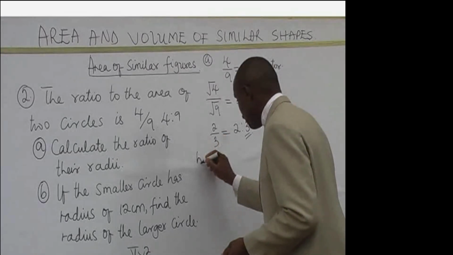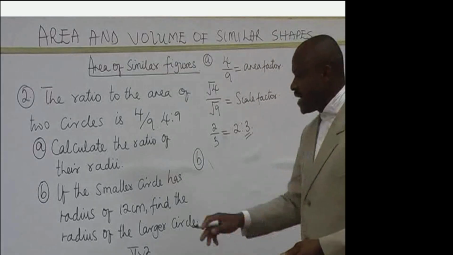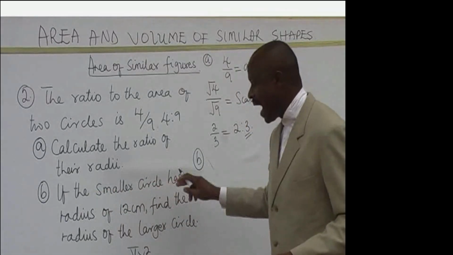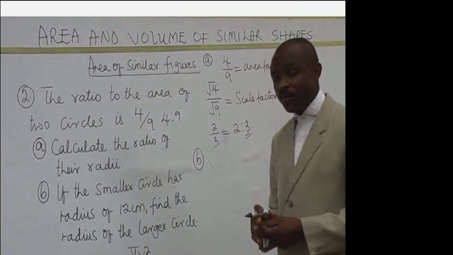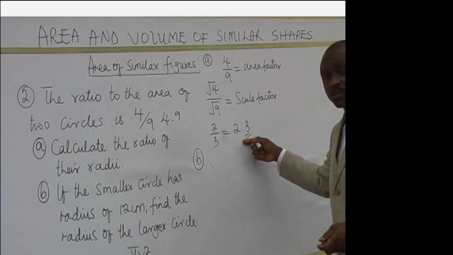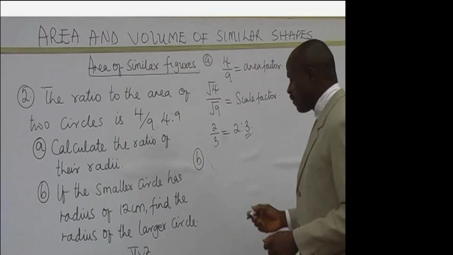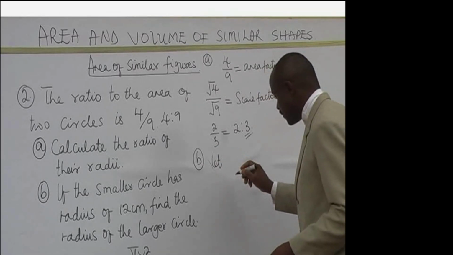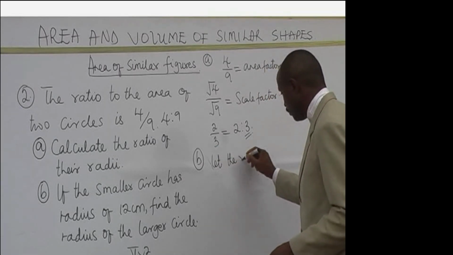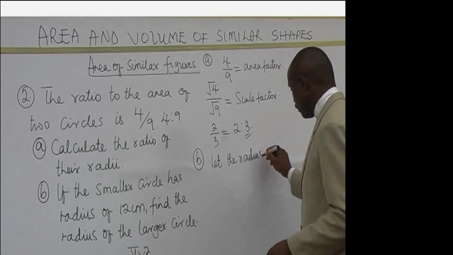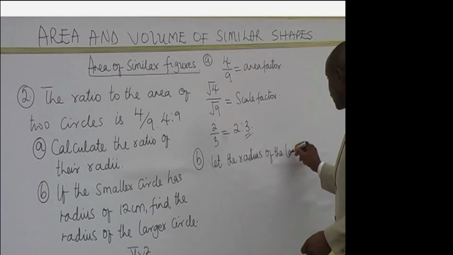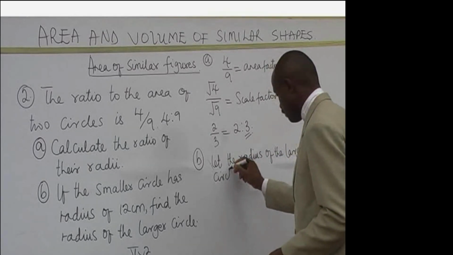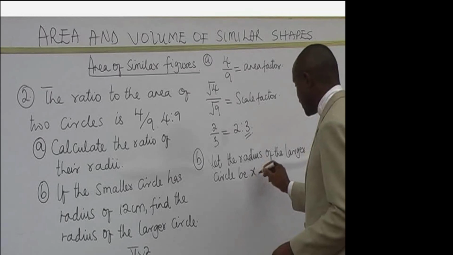Then question number B. Question number B said that if the smaller circle has radius of 12 cm, we should find the radius of the larger circle. We are going to make use of this scale factor now. First of all, let the radius of the larger circle be represented by x.